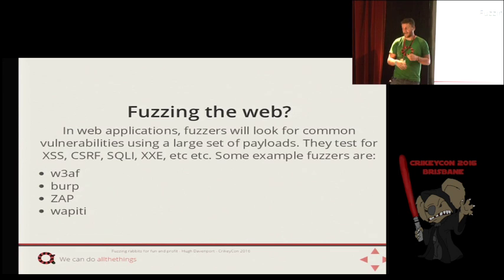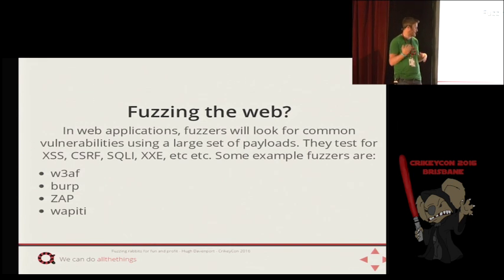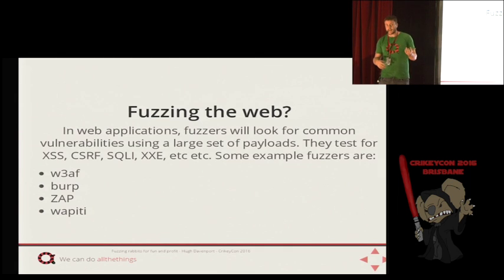So here's a little slide on fuzzing in the web. In web applications, you can fuzz a whole bunch of stuff like cross-site scripting, cross-site request forgery, XXE, SQL injection. There's a bunch of tools that will do this for you, like W3AF, Burp, SAP, Wapiti. Some of them open source, some of them not.